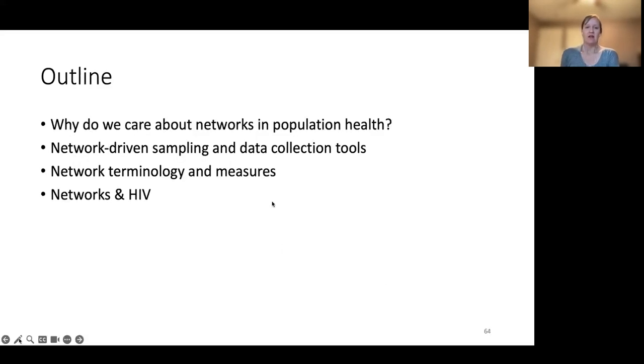So I'm back to my outline. I've gone through all of these varying topics. I hope that what I've convinced you about is that networks are important, and I've given you some tools to think about networks and network terminology, as well as hopefully a demonstration of two little bits of work that really use networks in a pivotal way.